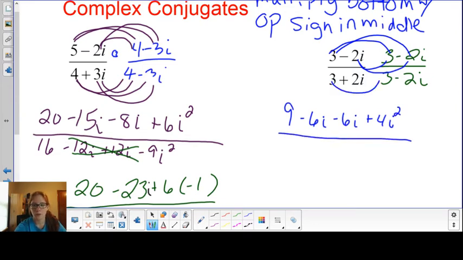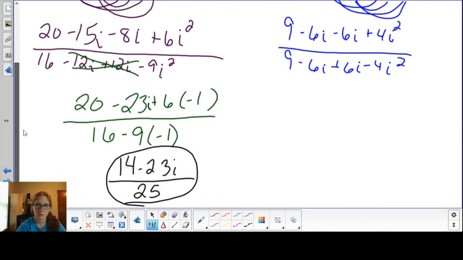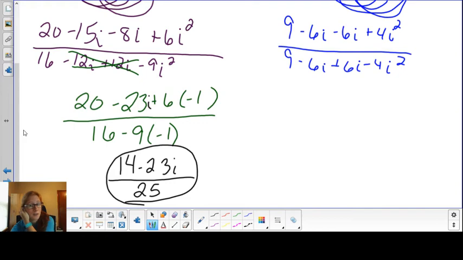Then I have 3 times 3, which is 9. I have 3 times negative 2i, which is negative 6i. 2i times 3, which is positive 6i. 2i times negative 2i is a negative 4i squared. We're going to put the like stuff together. So I have 9 minus 12i plus 4i squared.